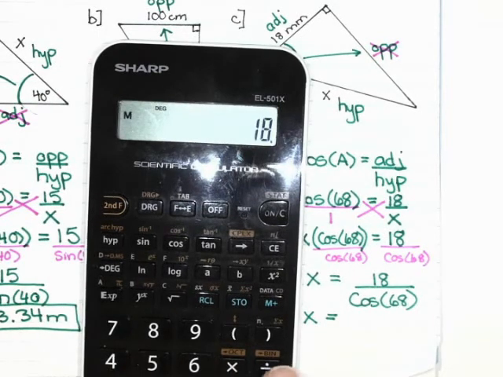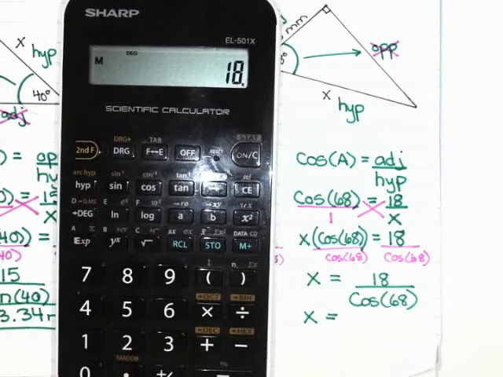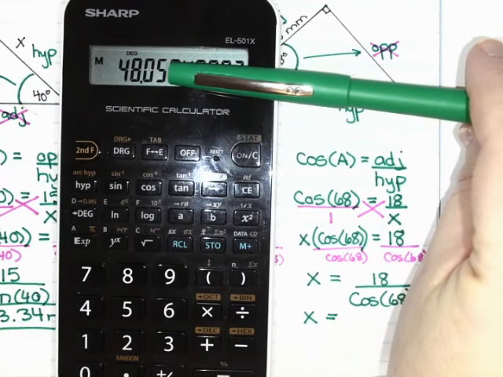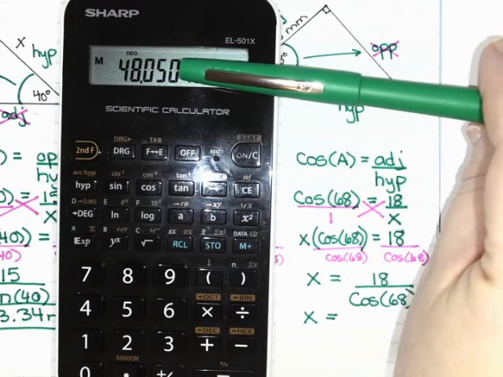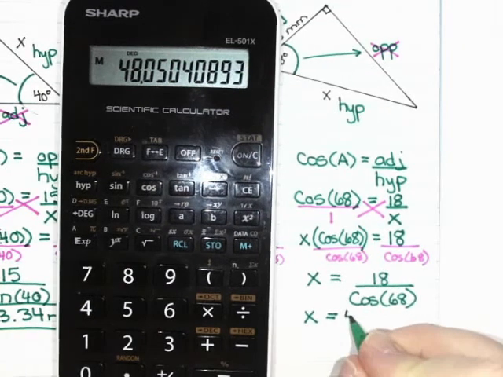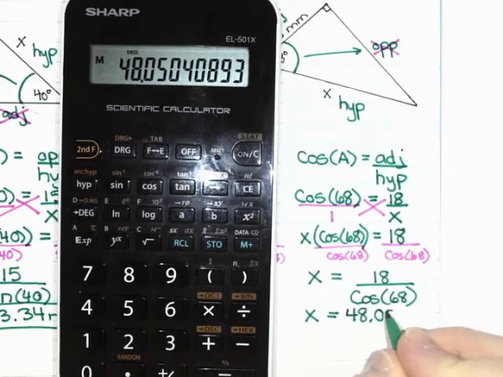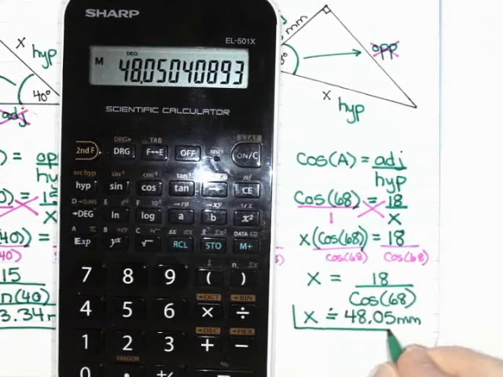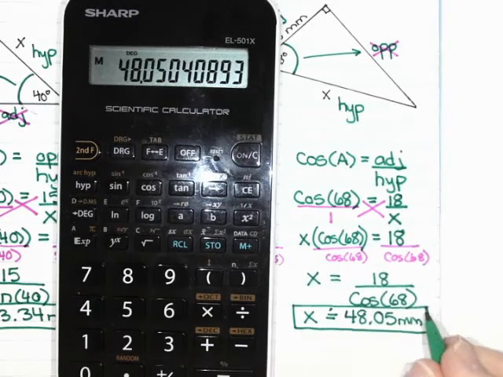So 18 divided by, now if you can see the word cosine when you press your cosine button, you would just do 18 divided by cosine 68. But on my calculator, I cannot see the word cosine, so I have to do 68 and then press cosine and then hit equals. And I get 48.05. The next number is a 0, so that means I'm going to leave it alone. So it is 48.05 millimeters. So x equals 48.05 millimeters.